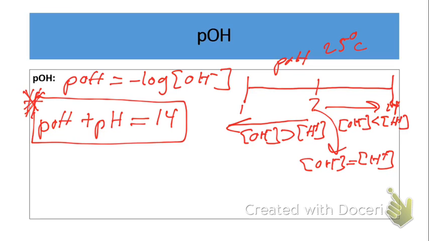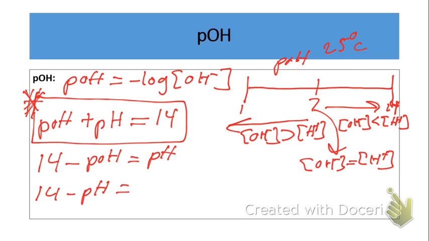All right, because all you need to do to find the pH, for instance, is take 14 minus the pOH, and you get the pH. Or you can take 14 minus the pH, and you can get the pOH. All right, and there will be some calculations where you'll want to use this relationship because it will make things faster and easier for you using the pOH scale.